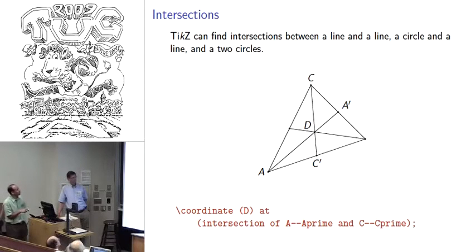So TeX can also find intersections, and in some cases, it can find intersections between two lines, a circle and a line, and also two circles. It can also find tangents. In this case, we're just going to find the intersection. Here we're going to define a new coordinate D that happens to occur at this intersection. This is another type of coordinate computation that you could do. We're going to take the intersection of A to A prime and C to C prime, and they intersect here. We're going to give that a name called D, and then obviously we draw that.